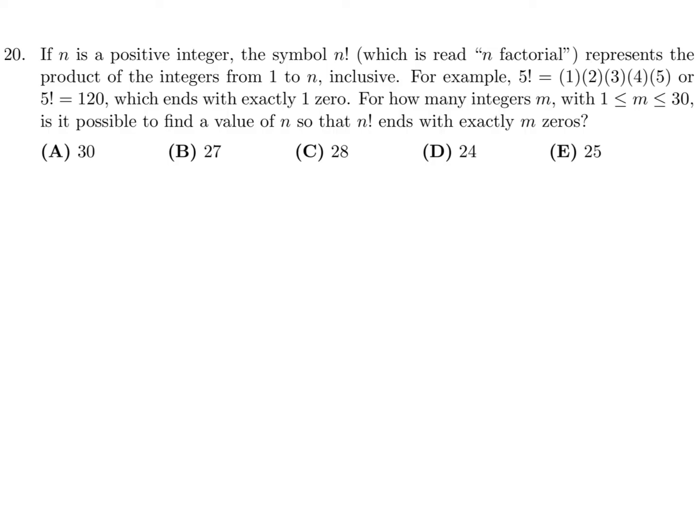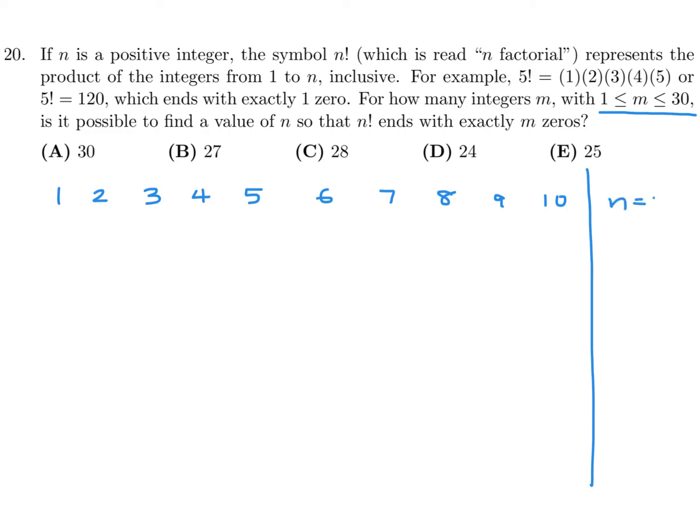All right, so m is between 1 and 30. Okay, so I'm going to write down the numbers 1, 2, 3, 4, 5, and so on, right? So, for example, I'll do the examples on the side here. Let's say I chose n equal to 5, right? Well, that means my n factorial is 5 factorial. Now, 5 factorial, they already did, is 120. And that ends in 1 zero.